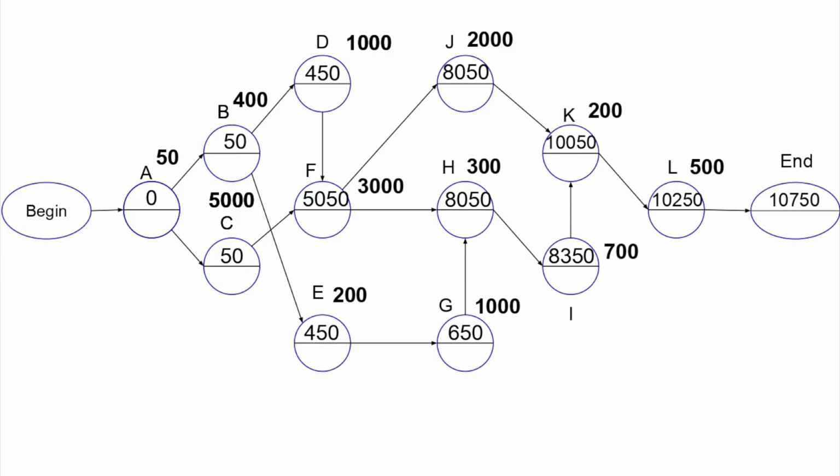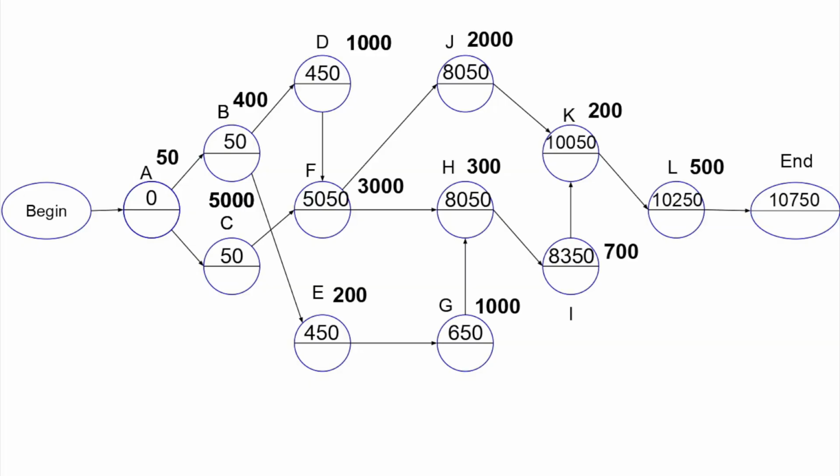Therefore, the minimum time of completion is 10,750 microseconds. The forward scan is complete. To finish the critical path algorithm, we must perform the backward scan. The backward scan finds the latest possible start time for each task.